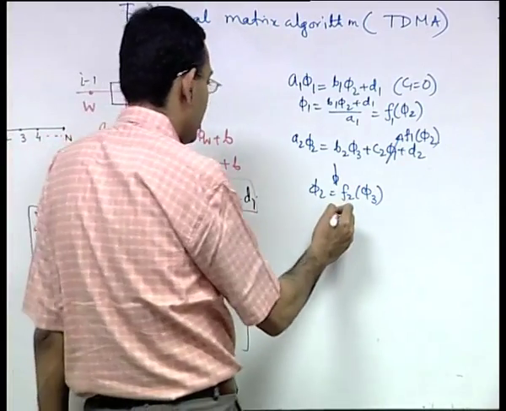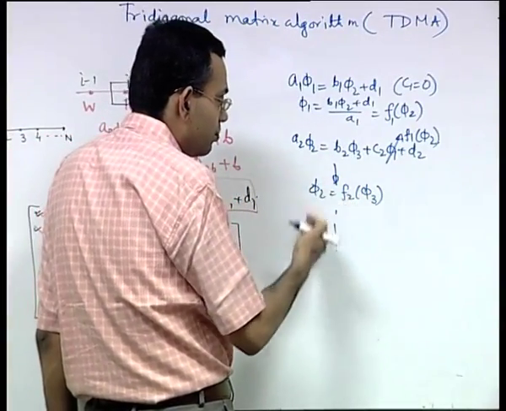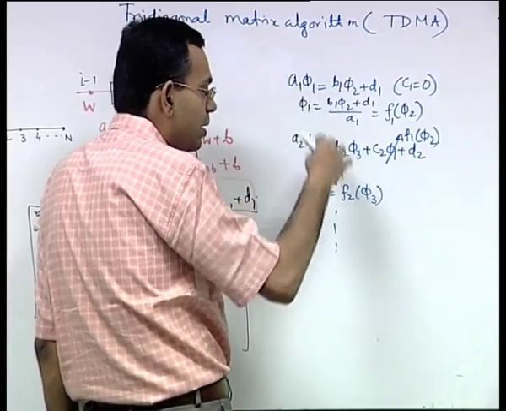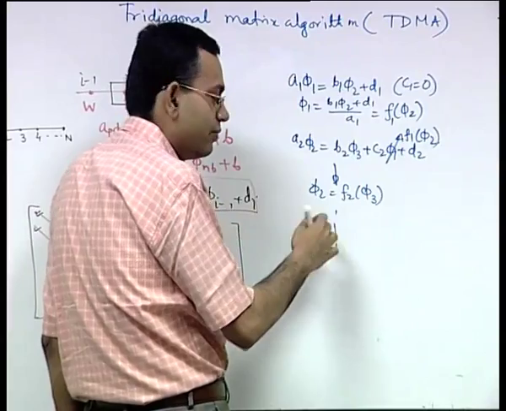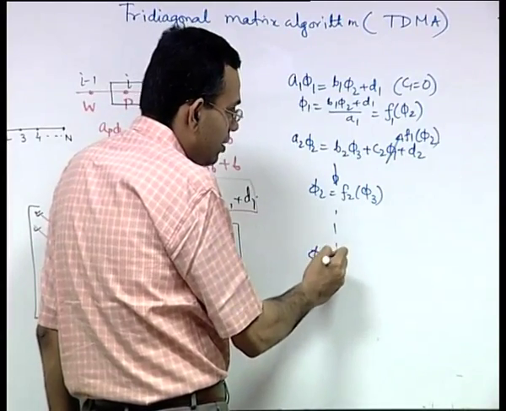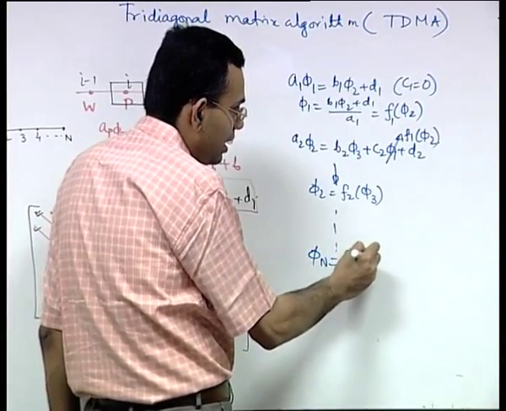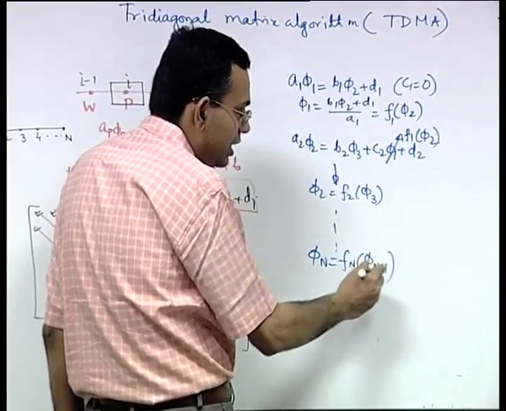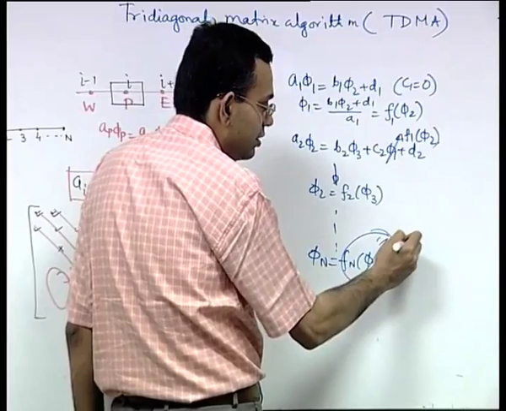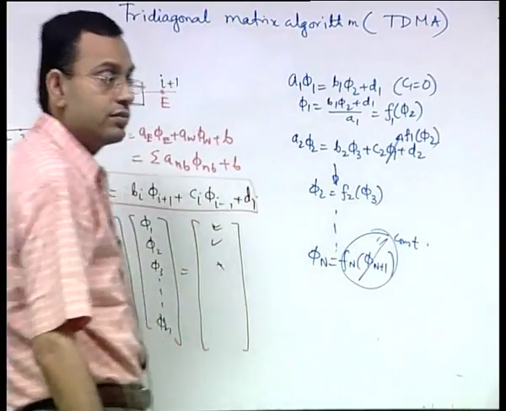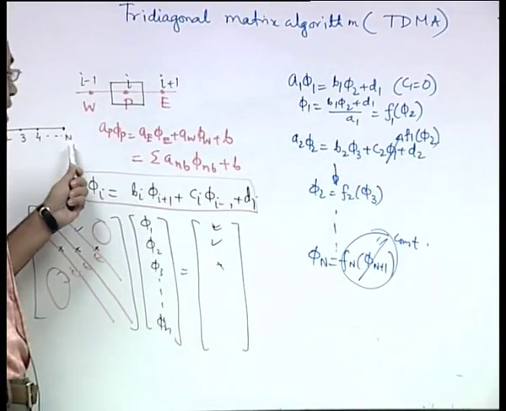In this way you can use the previous step to write phi 3 as a function of phi 4, phi 4 as a function of phi 5. In this way phi n will be a function of phi n plus 1, but there is nothing called phi n plus 1. So, it is just a constant, because there is nothing called n plus 1, n is the last grid point.